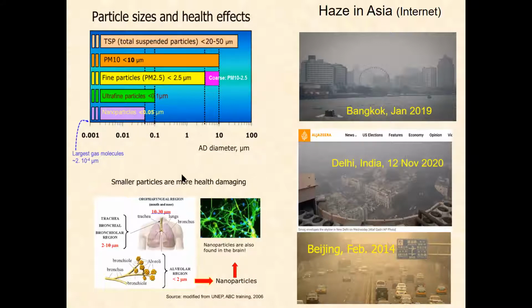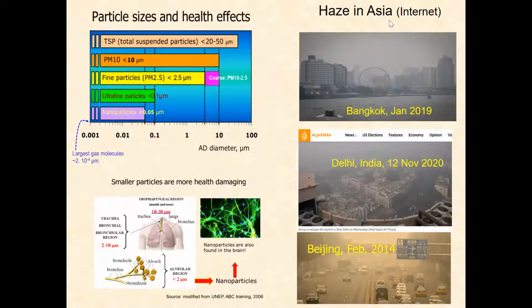The smaller particles are more toxic because smaller particles can get deep in our respiratory system. So like PM10 can get into our lung. PM above 10 micron, normally our body would prevent it from entering our body. And if we have smaller particles like PM2.5, they get deep into our body, and then nanoparticles actually can be found in the brain, can get very deep inside.